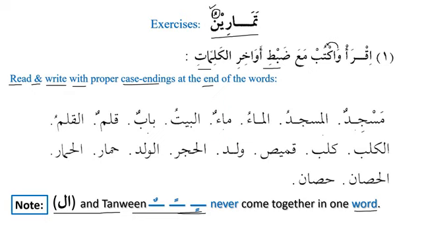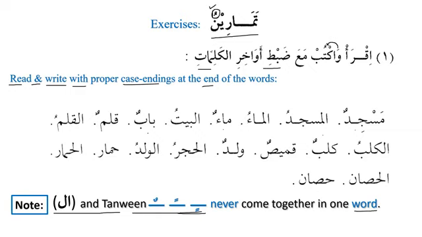Then we have al-kalbu, that means the dog. Then we have kalb, and then we have to put tanween. It will be kalbun. Then we have qamis, so qamisun, excellent, perfect. Then we have walad, and the ending will be waladun, ahsant. Then we have al-hajar, and then the ending will be al-hajaru, excellent.